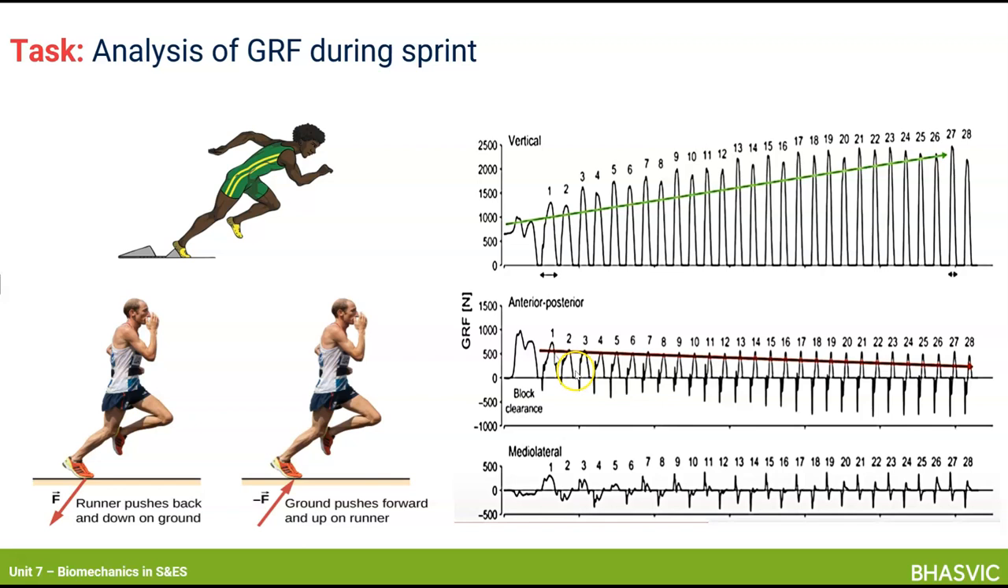Now, let's look at the anterior-posterior one first. First of all, identify that when you're pushing out of the block, the front-to-back force is biggest. These are the strides that you're taking when you're leaving the block. And the further you get away from the block, you can see the red line shows this sort of downward trajectory. So early on in those first few strides, you're pushing backwards more, and the ground reaction force is pushing you forwards more. But as you get further down the track, that backwards-forwards ground reaction force decreases. Now, why is that?